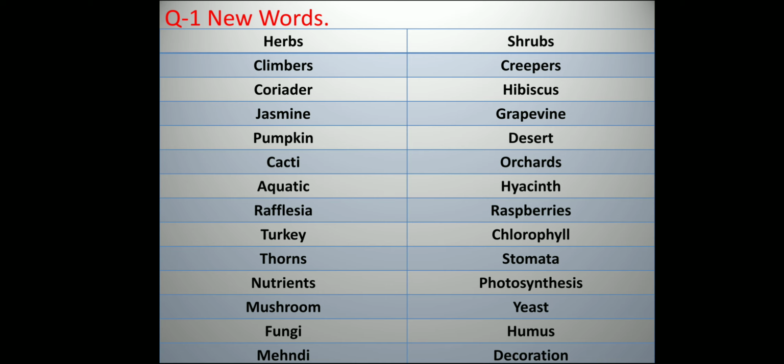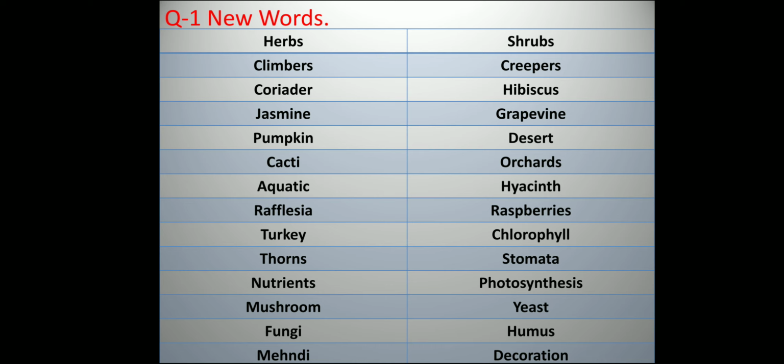DESERT, ORCHARDS, HYACINTH, RASPBERRIES, CHLOROPHYLL, STOMATA, PHOTOSYNTHESIS, YEAST, HUMUS, DECORATION. These are the new words of this unit number 4.